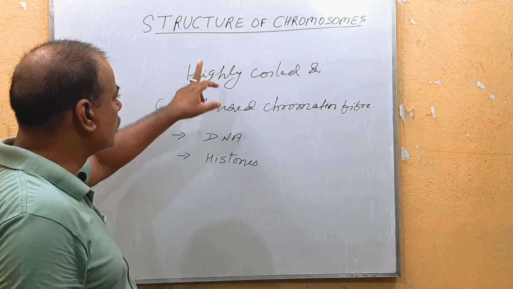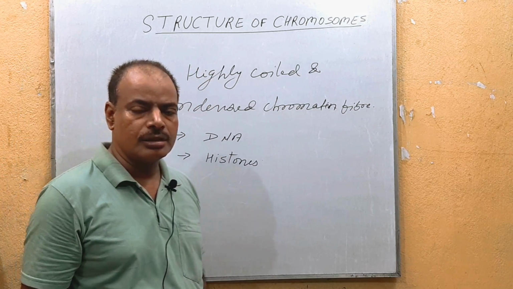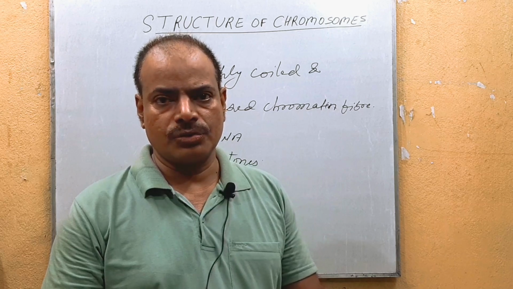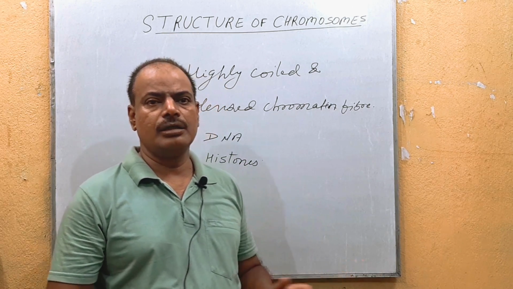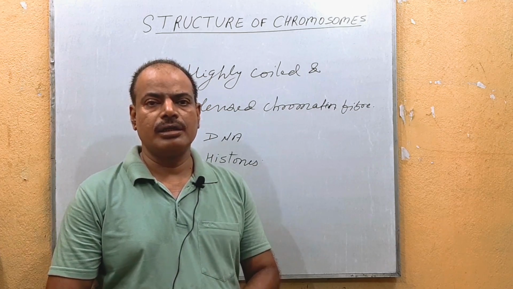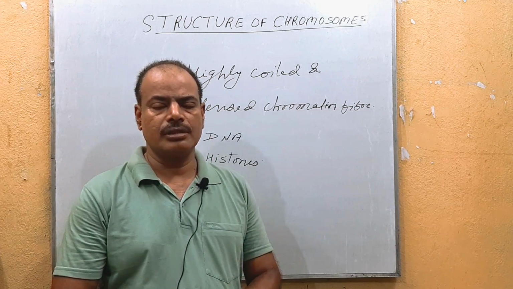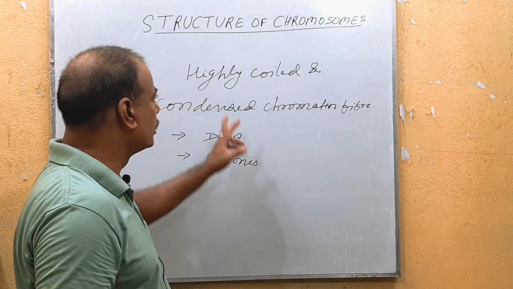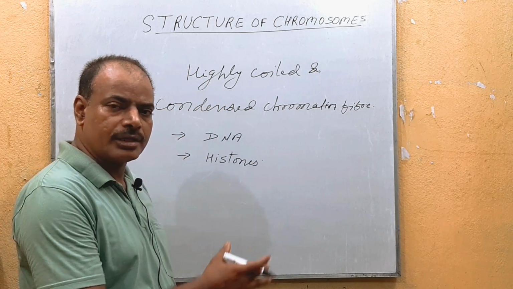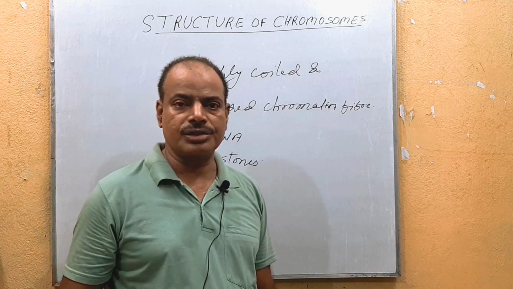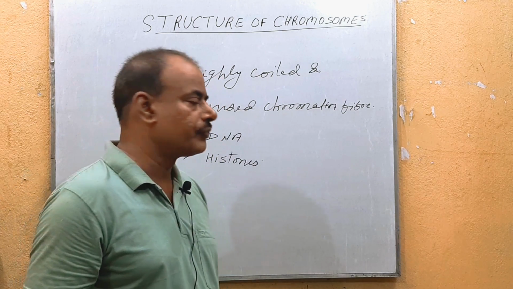Now chromosome means colored structure, and it is called so because when it is put in a dye, it accepts the dye and becomes colored. Therefore chromosome is known as chromosome because it is the colored structure inside the cell.